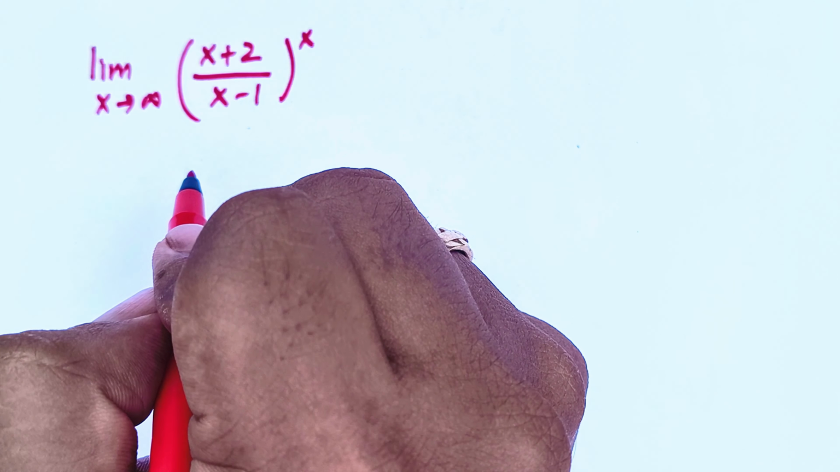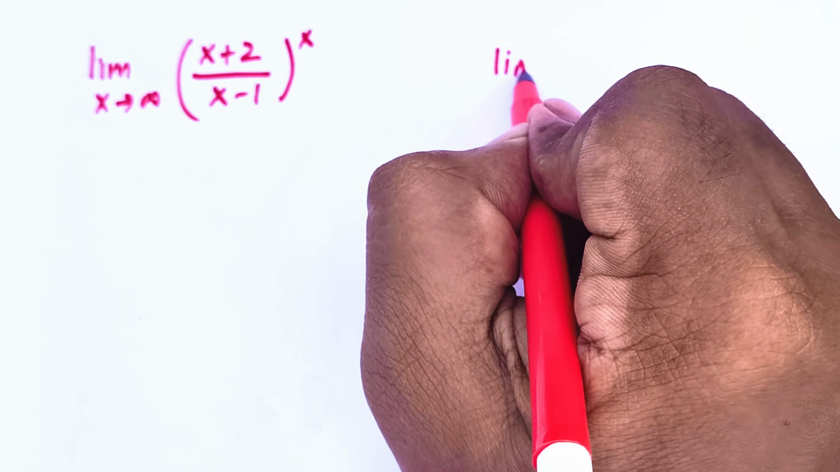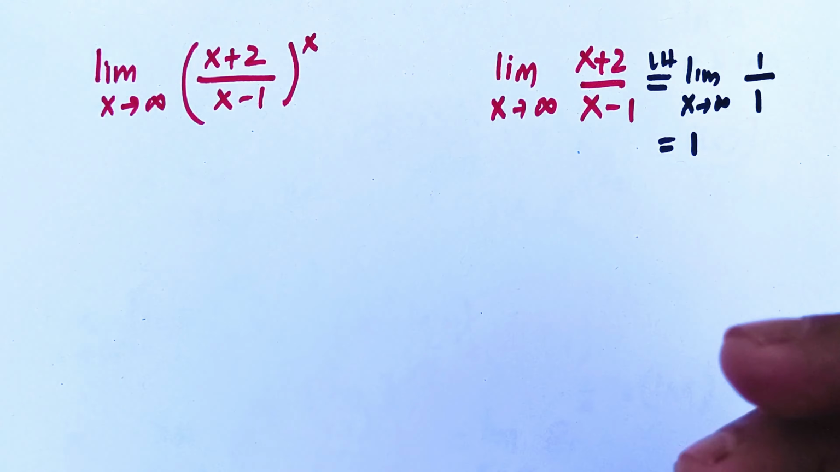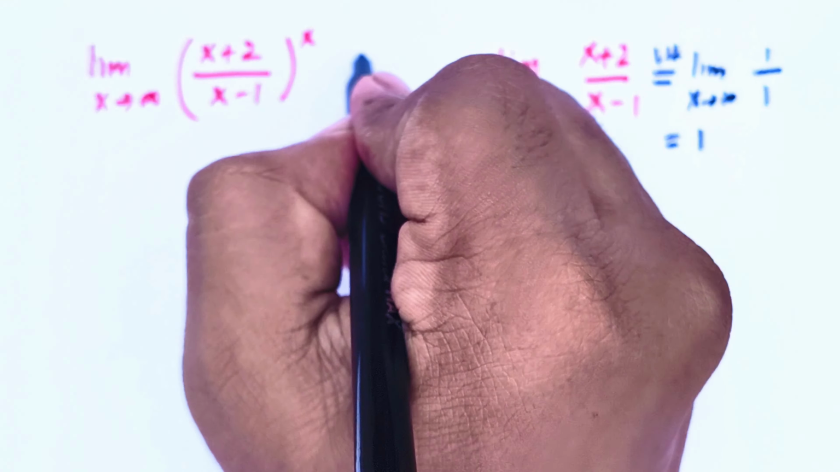Or you may use the limit also. What we are essentially finding is where this quantity will go when x goes to infinity. So what is this limit? When x goes to infinity, this goes to infinity, this goes to infinity, so infinity over infinity, you can use L'Hopital's rule, and by L'Hopital's rule, this limit becomes derivative of x plus 2 is 1, and derivative of x minus 1 is 1, which is 1. So this quantity goes to 1, and this quantity goes to infinity, so this is in 1 to the power infinity form.